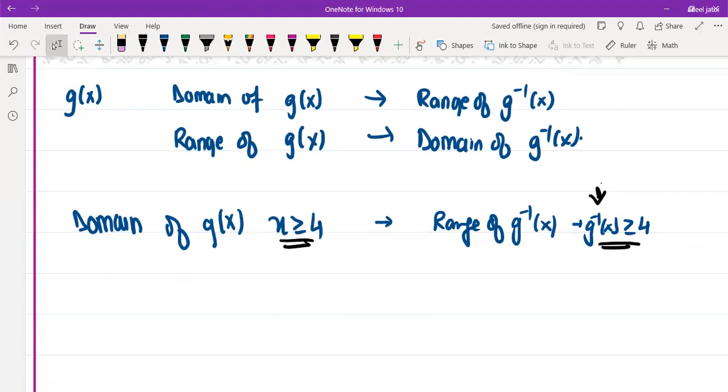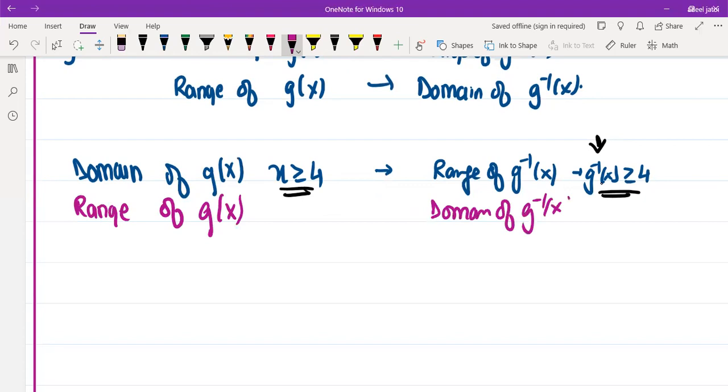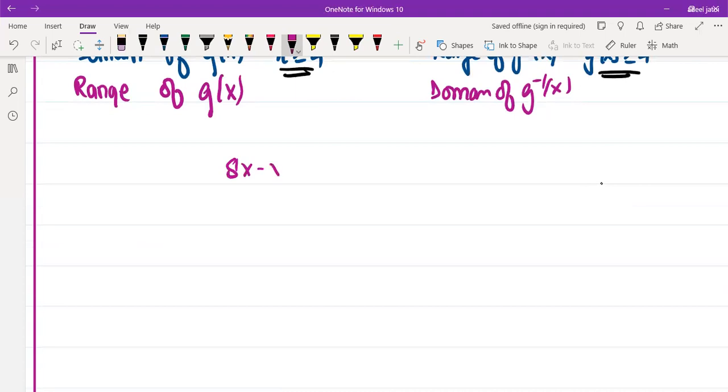Okay. Now what is missing? The missing part here is the range of g(x). Since we do not have the range of g(x), we cannot find the domain of g inverse of x. But we know that we have been given a quadratic, 8x minus x square, which can be shifted to a(x plus b) whole square plus c. This is the general form used in the CAIE exams, or the general form is a(x minus h) whole square plus k. You can use any of them.